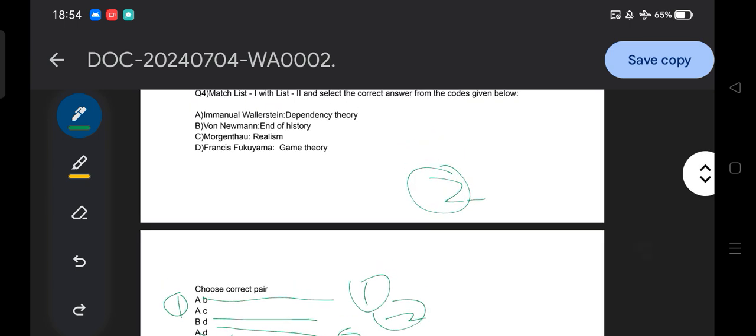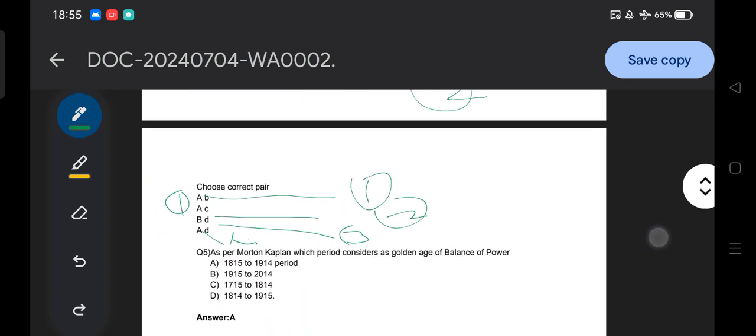As you all know, von Neumann is related to game theory and Francis Fukuyama is related to the concept of end of history. Okay, it's a very easy question.